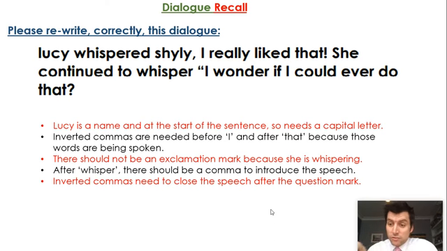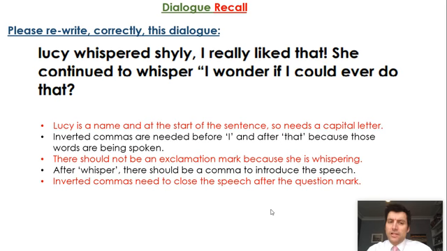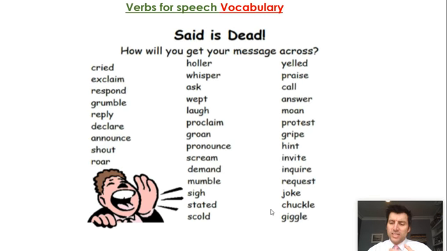What your first job to do is to rewrite this correctly. Okay, that's your first job on your sheets today to do. Now, when you're doing it, you might start thinking about speech verbs. Now, in that previous piece of writing, we've got whisper. And we can notice there's links between, so there's synonymous verbs.